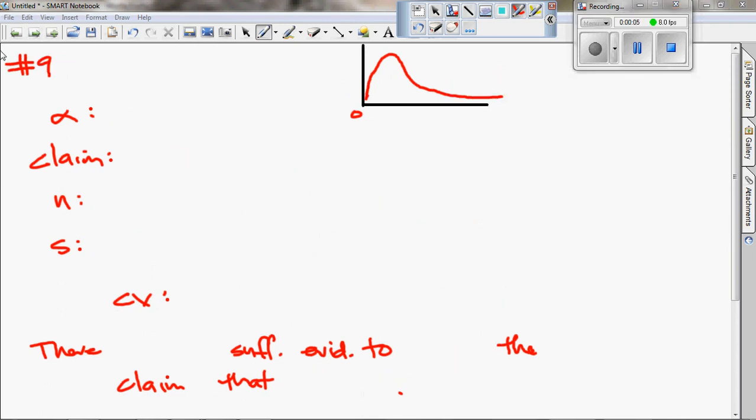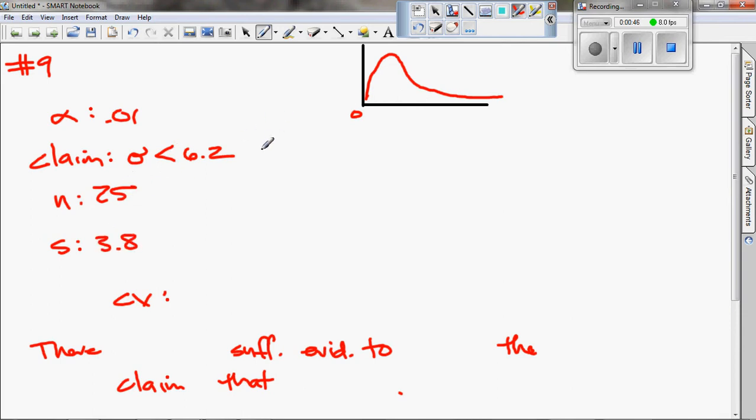Alright, last problem is number 9. We are using a significance level of 0.01. The claim that we are testing is that the single line causes lower variation among the waiting times. So sigma is less than 6.2, the lower waiting times, and we have a sample of 25 customers. The sample standard deviation for those 25 customers is 3.8 minutes.